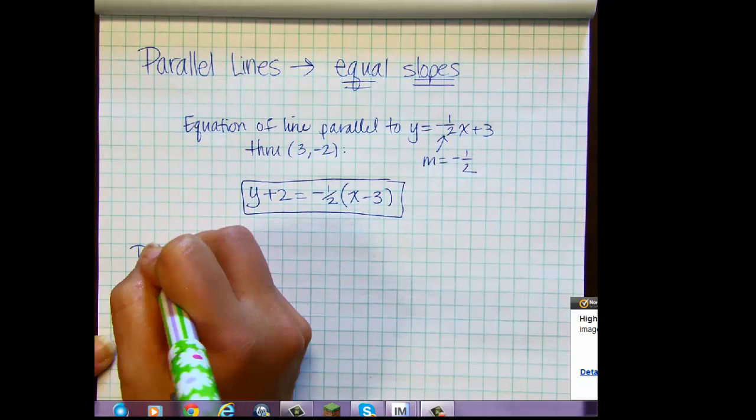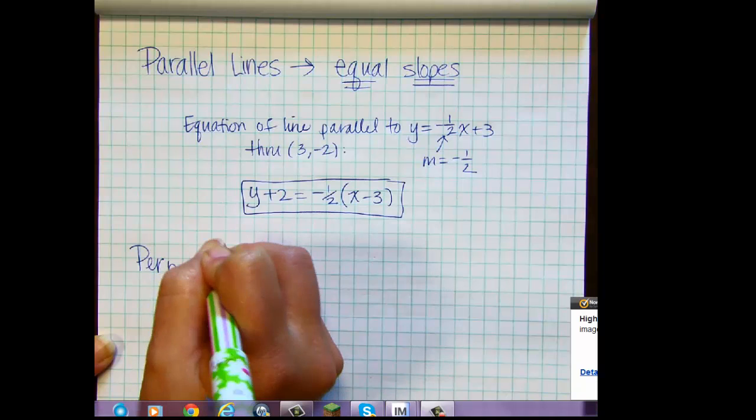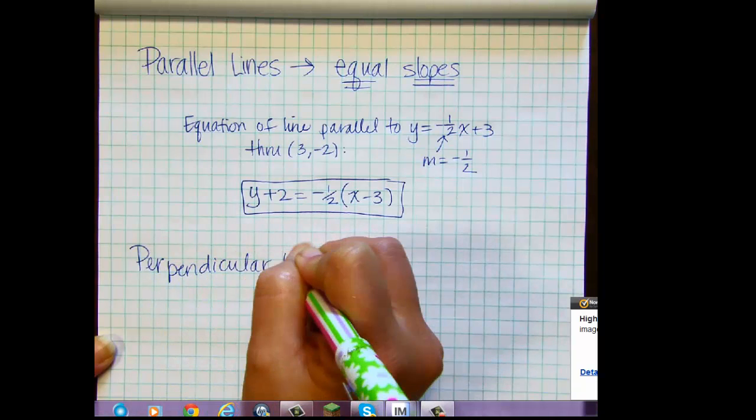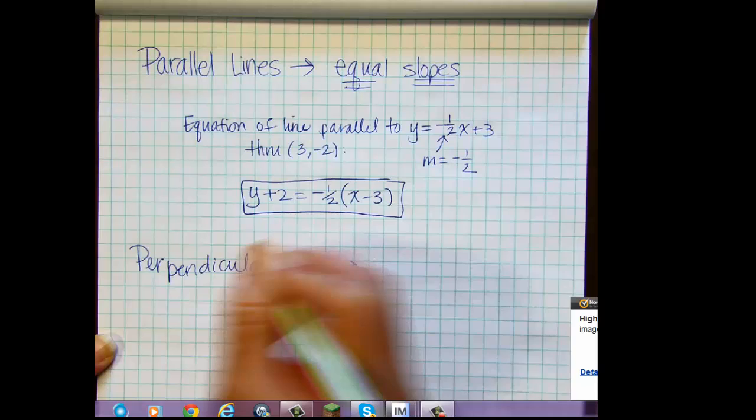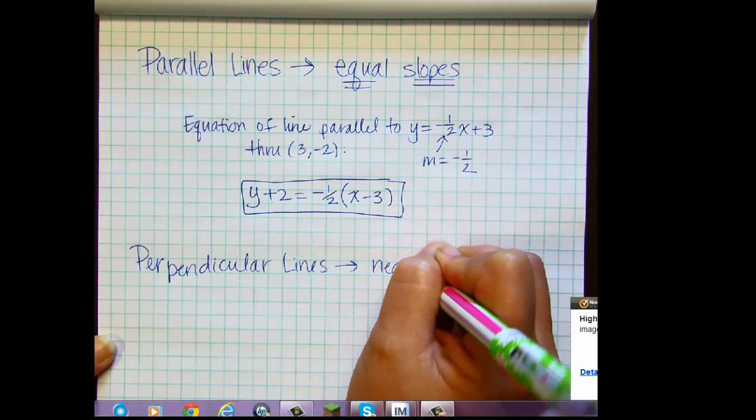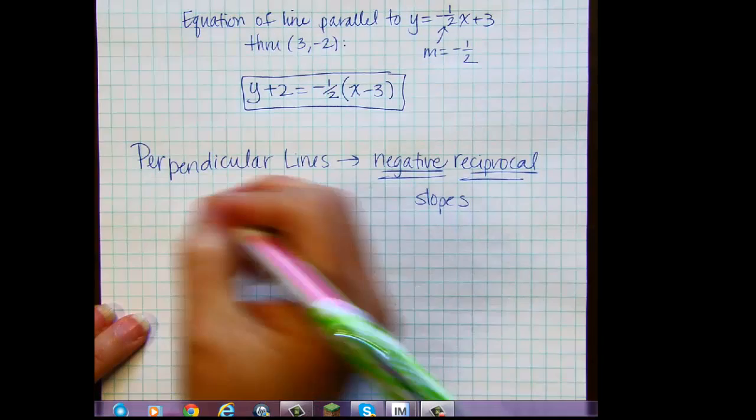Likewise, perpendicular lines have negative reciprocal slopes. You flip the fraction and negate it. So a negative becomes a positive, and a positive becomes a negative. So let's do one example.